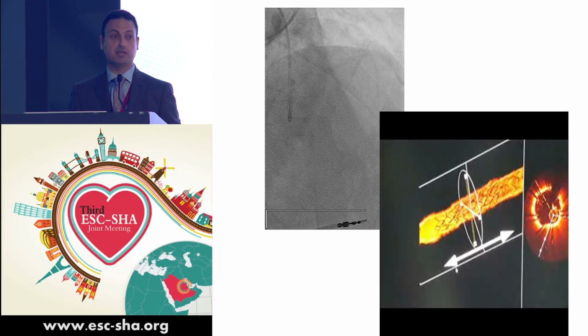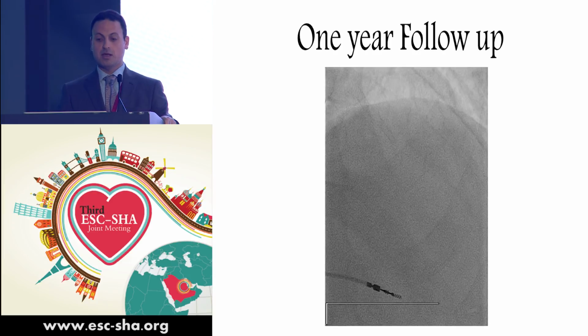You can appreciate here double layers of the stent at the segment which had the previous fracture, and 1 layer proximal. This is the angio after 1 year follow-up, and the patient is doing fine.